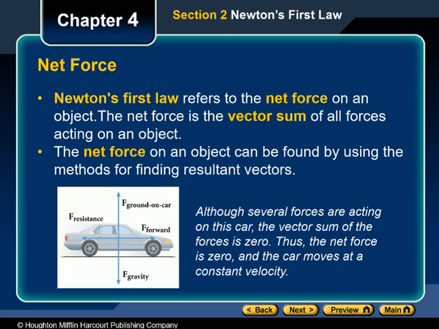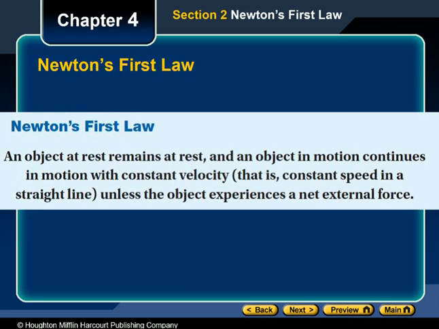This concept was further developed by Newton in 1687 and has come to be known as Newton's first law of motion. Newton's first law: An object at rest remains at rest, and an object in motion continues in motion with constant velocity, that is, constant speed in a straight line, unless the object experiences a net external force.